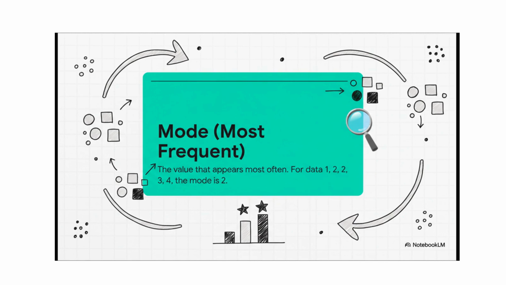Our third and final measure of center is the mode. And this one's the easiest of all. It's just the value that shows up most often in your data. So in the set here, the number 2 appears twice, more than anything else. So the mode is 2. It's worth knowing that a data set can have one mode, it can have more than one, or it can have no mode at all.